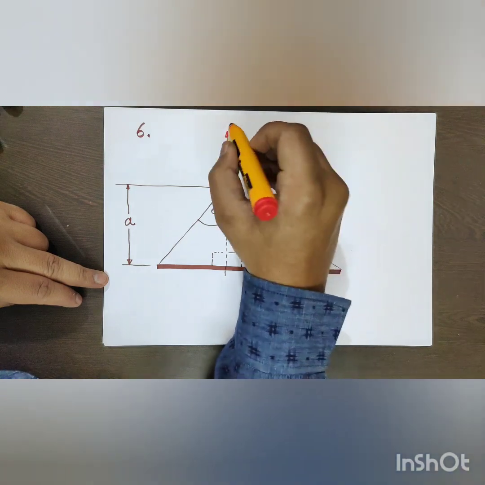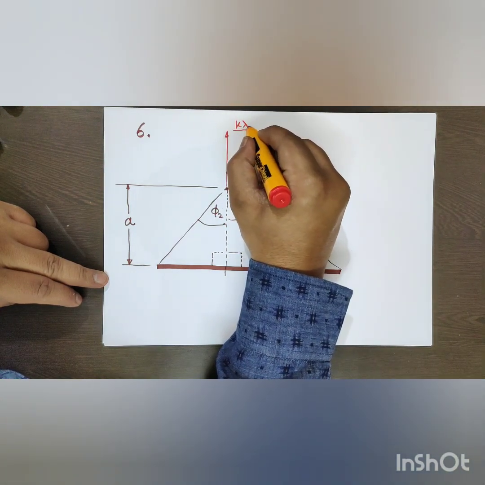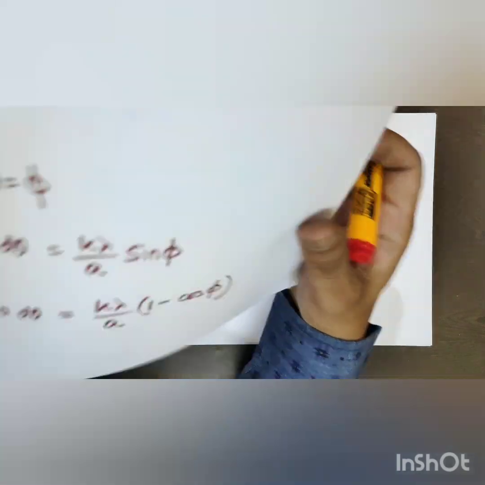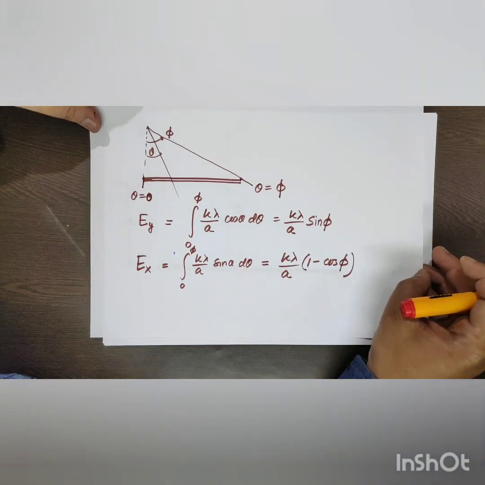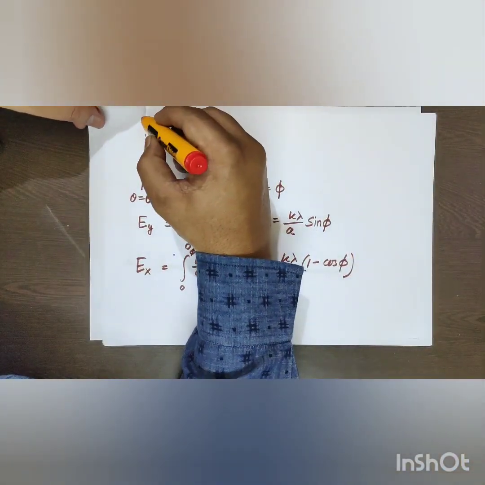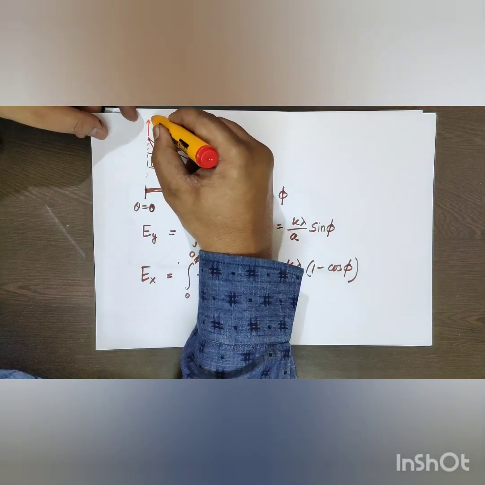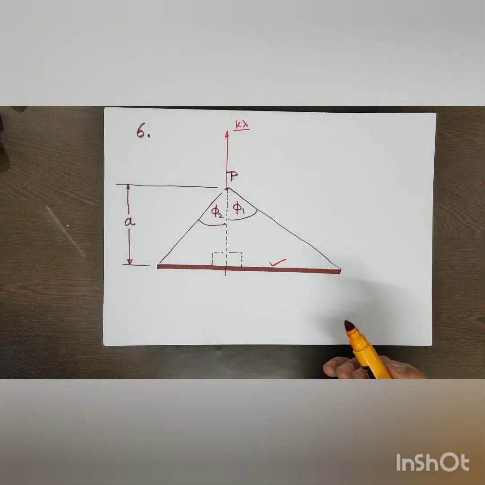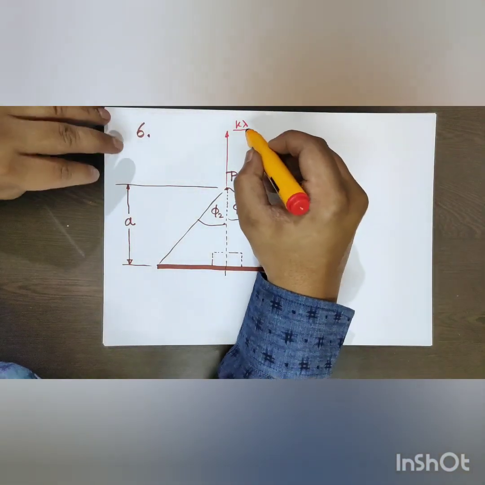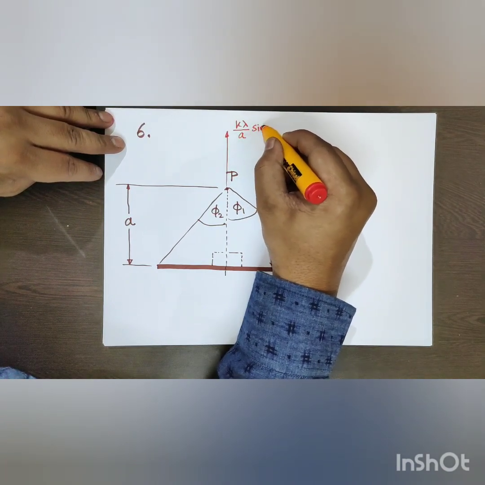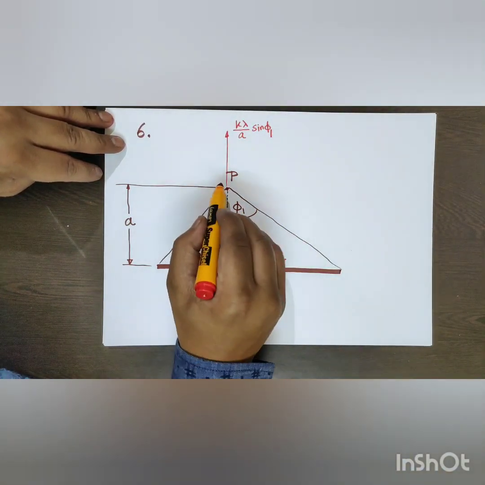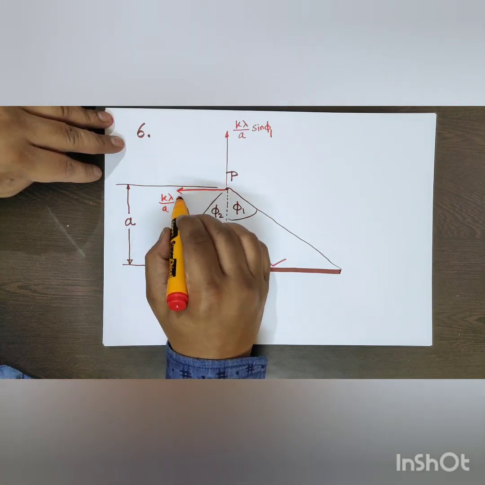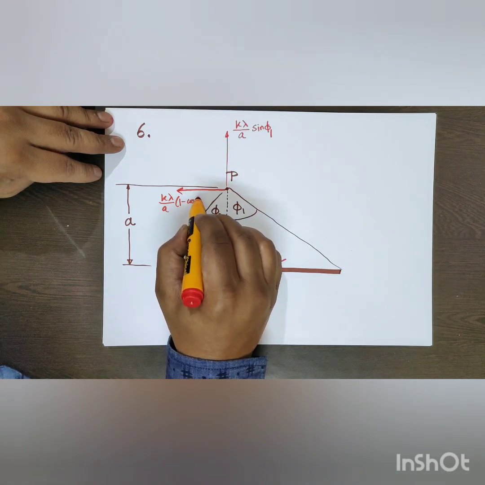For this side, what are the fields? Let's take this page: k lambda by a sin phi, right? This component upward, y component, and this was k lambda by a 1 minus cos phi, okay. So we will use that formula. So this is k lambda by a sin phi 1, okay, and this will be k lambda by a 1 minus cos phi 1.